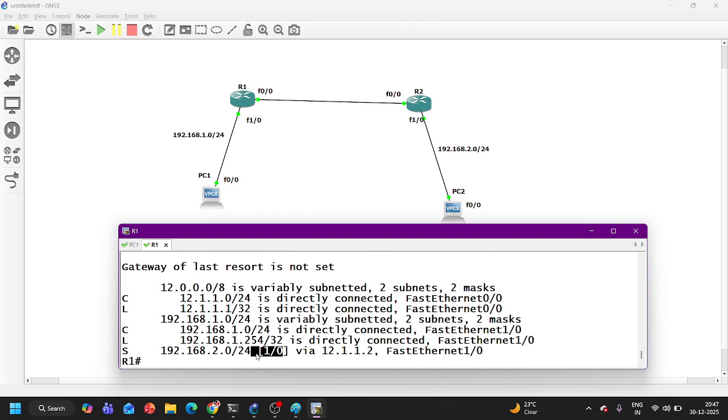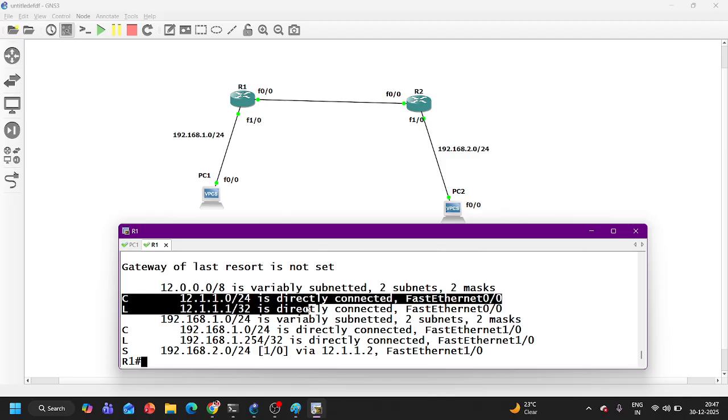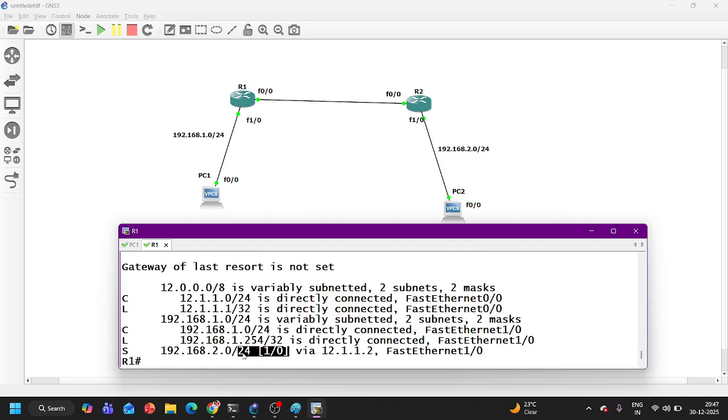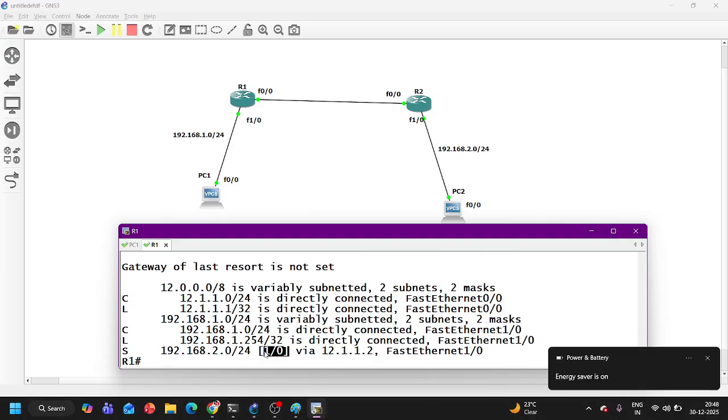Two more things are there, right? This is a connected network and this is a static route. There is more information. Anyone have an idea about these two values, what they are? One is the administrative distance, the AD value, and the second one is the metric. AD value and metric both define the trustworthiness of a route, right?